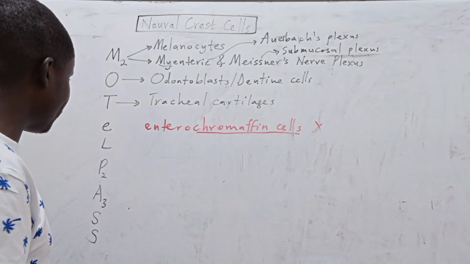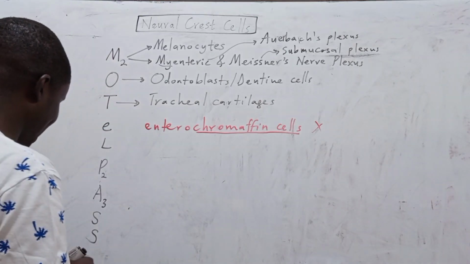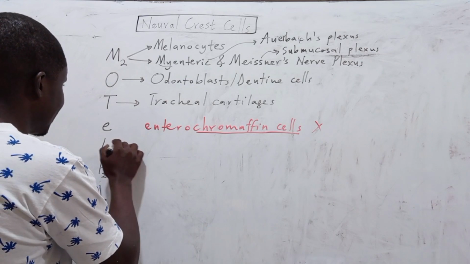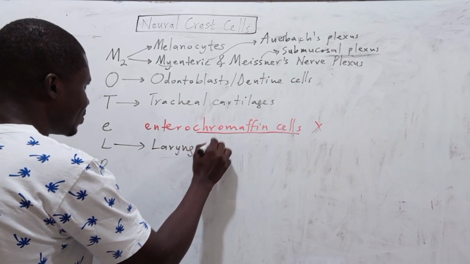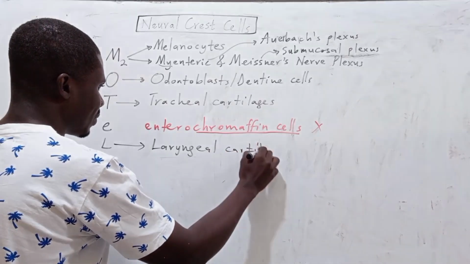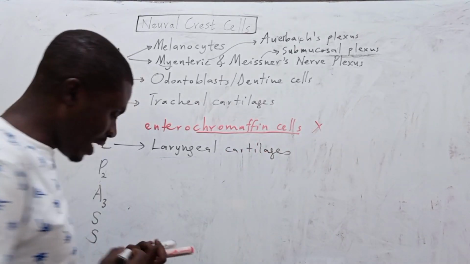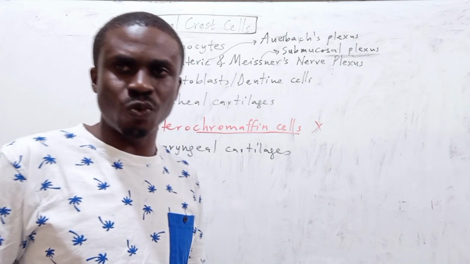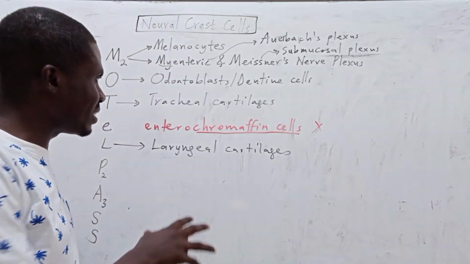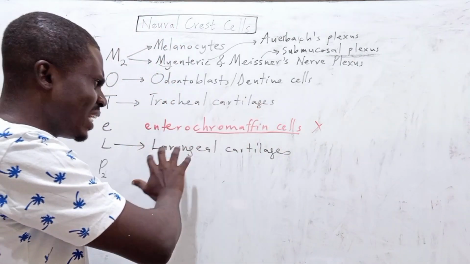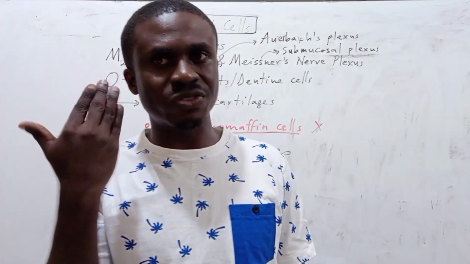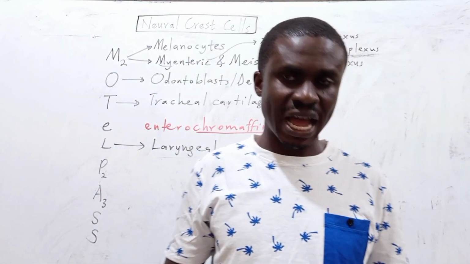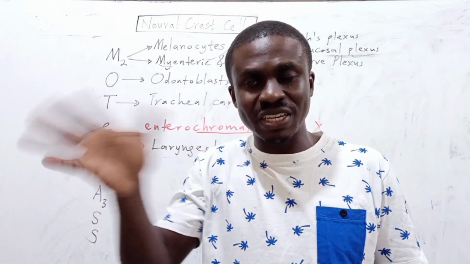Now, the next one is something we call laryngeal cartilages. My friends, I don't need to stress this one again. The reason is that, just like the tracheal cartilages, the laryngeal cartilages are also derived from the bronchial apparatus, secondary mesenchyme.